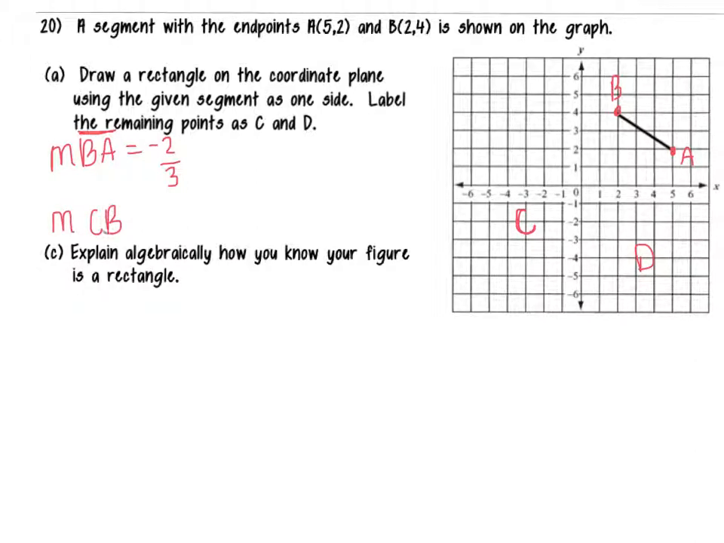So the slope of line CB has got to be the negative reciprocal of BA. The opposite of a negative is a positive, and the reciprocal of 2/3 is 3/2. Okay, so my new line is going to have a slope of 3/2. So that means that I am going 1, 2, 3, back 1, 2. I can put a dot right there. So right here is going to be my point C.